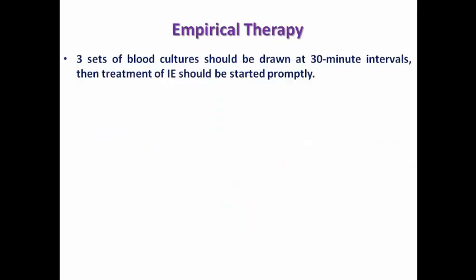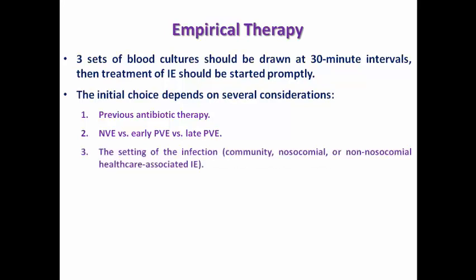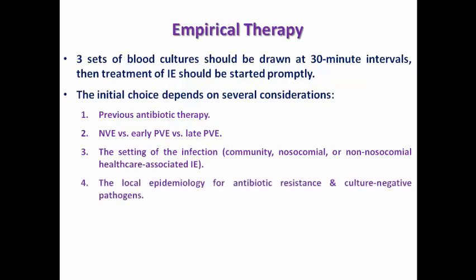The main concept of treatment is the empirical therapy. After you withdraw 3 sets of blood culture at 30-minute intervals, you should start your antibiotic therapy as an empirical therapy. Of course, the initial choice for the antibiotics depends whether the patient received previous antibiotic therapy or not. He has native valve, early prosthetic valve, or late prosthetic valve endocarditis. What was the setting of the infection? Was it community acquired, nosocomial, or non-nosocomial but healthcare associated infection? What is the local epidemiology in the hospital for the antibiotic resistance and the culture negative pathogens? So we should follow the local protocol for the hospital in which the patient is treated.